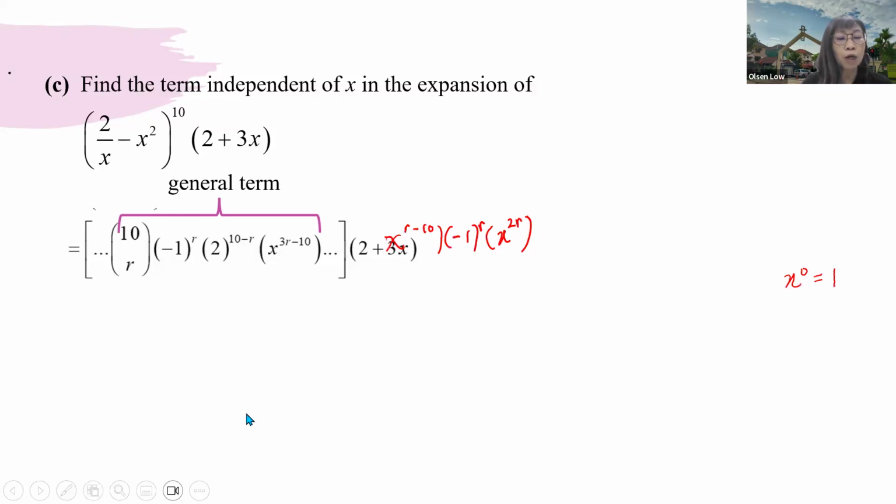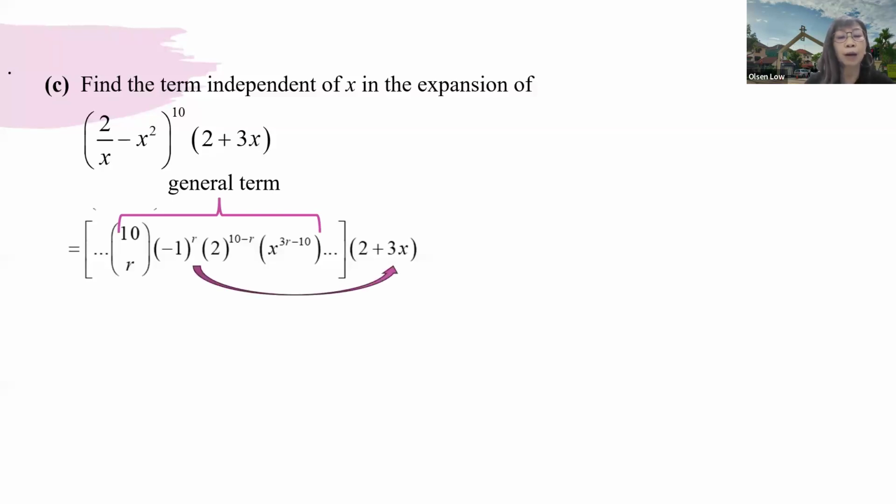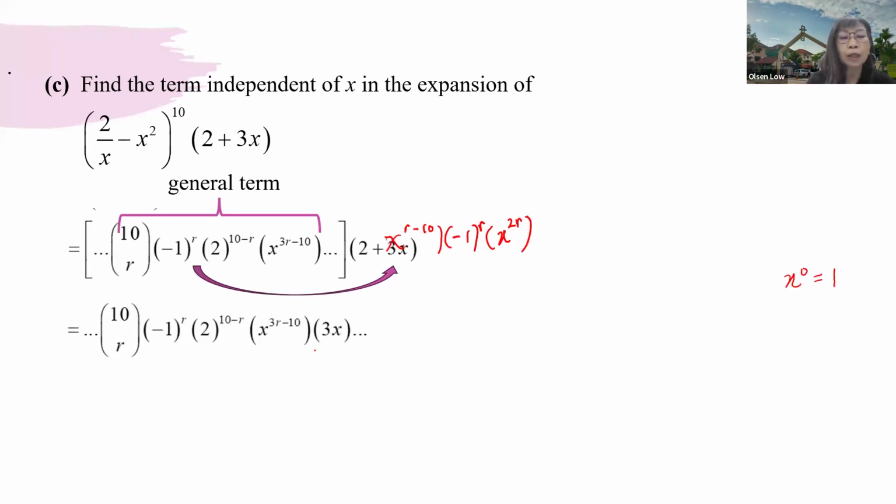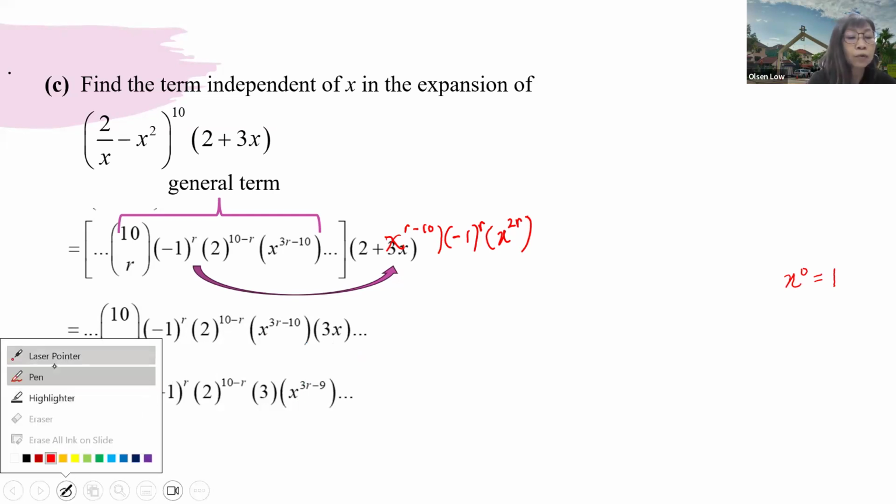There is no way for us to multiply with the 2, because if I multiply with the 2, I will not be able to find the term independent of x. So what I want is to actually multiply by 3x. When that happens, I simplify again and combine the x terms together. So I will have a term x to the power of 3r minus 9.